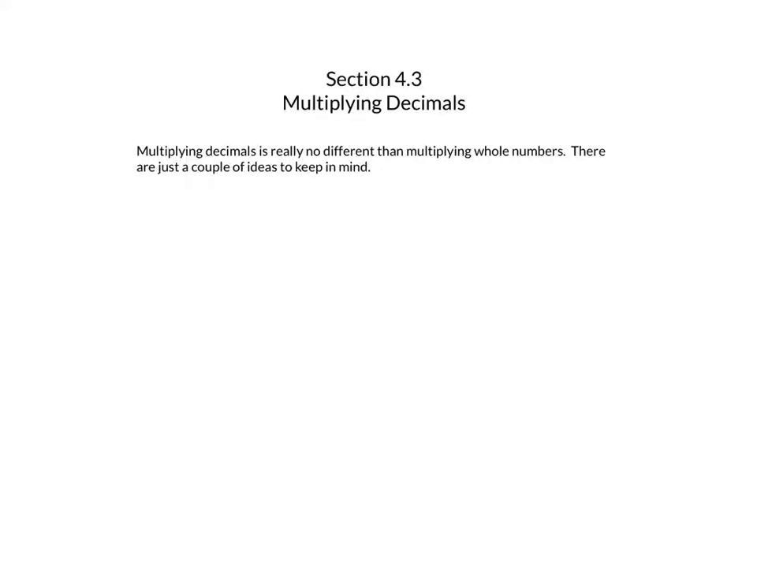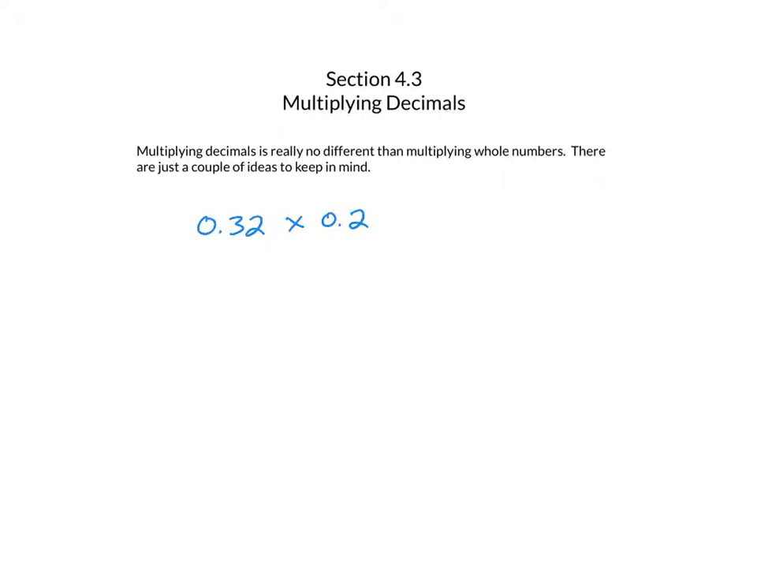Section 4.3, Multiplying Decimals. Multiplying decimals is really no different than multiplying whole numbers. There are just a couple of ideas to keep in mind. Let's say that I wanted to multiply the two decimals 0.32 times 0.2. Before multiplying it as decimals, I want to show you something about multiplying this with fractions.